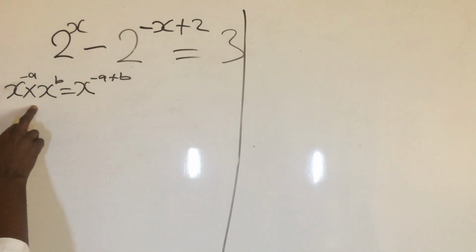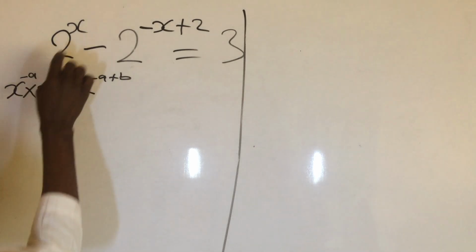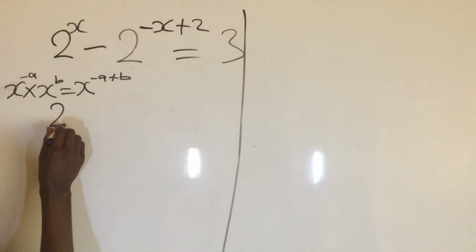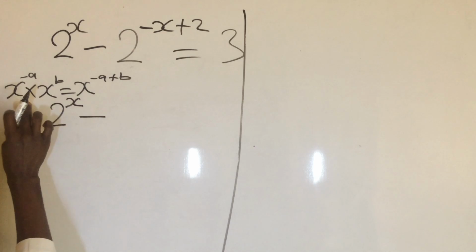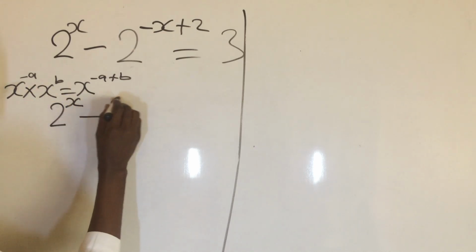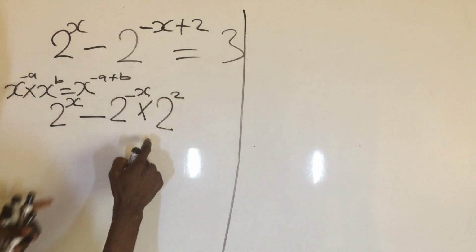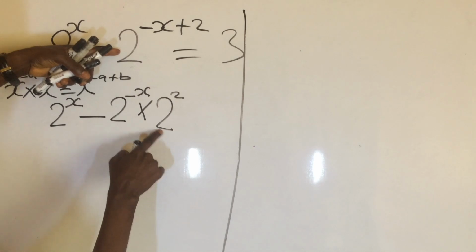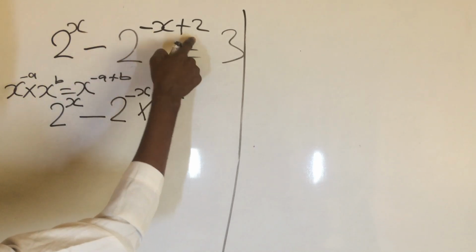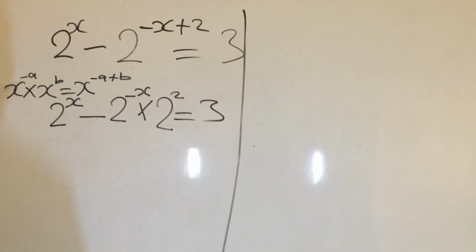I show you this so that you will understand it better. Now we have 2 raised to power x minus, and we change this back to this: 2 raised to power minus x times 2 raised to power 2. If we want to convert it back, we pick only 2 and add the powers, minus x plus 2. I never change anything, which equals 3.